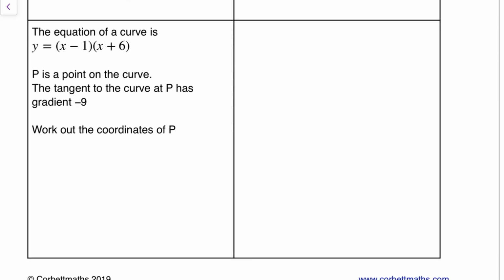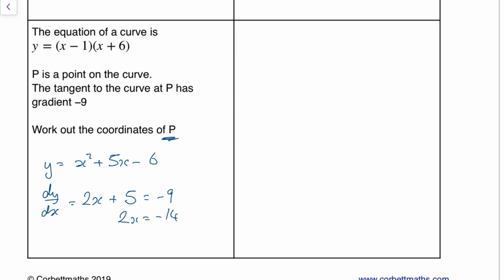Next question. The equation of a curve is given. Point P on the curve, the tangent at P. Okay, so basically, where's the gradient equal to minus 9? What are the coordinates? First thing I'm going to do is work out y expanded. So that's going to be x squared plus 5x minus 6, which means dy/dx, differentiate x squared is 2x, differentiate 5x is 5, differentiate minus 6 goes away, which means this is my gradient function. But I know the gradient's equal to minus 9 because it tells me in the question. I take away 5 from both sides, which means that 2x is equal to minus 14, divide by 2, which means x is equal to minus 7.